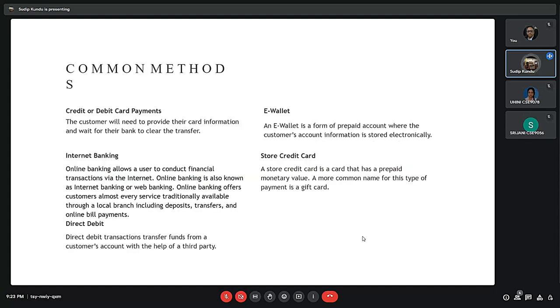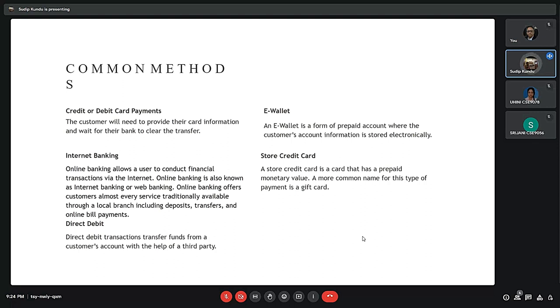In this slide, we will discuss the common methods of e-payment. Credit or debit card payments. The consumer will need to provide their card information and wait for their bank to clear the transfer. The next option is online banking or internet banking. It is also known as web banking. Online banking basically offers customers almost every traditional service available through a local branch, including deposit, transfer, and online bill payments. The next method is direct debit. In this method, the fund is transferred from the customer's account with the help of a third party.